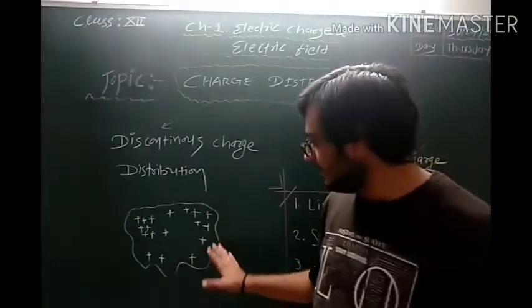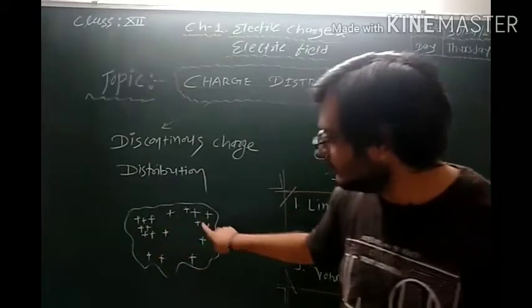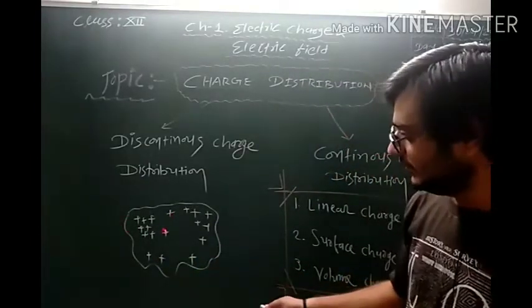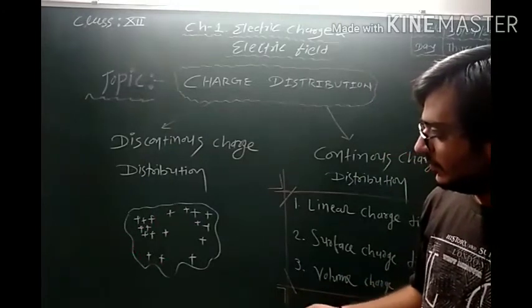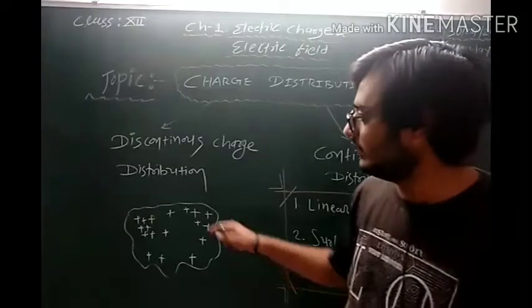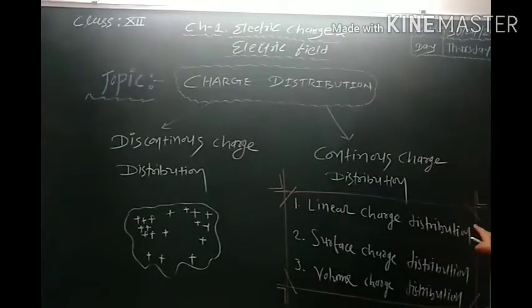In this region the charge are distributed in discontinuous form. See this discontinuous form. This type of distribution is called discontinuous charge distribution. Now we see one by one how the charge are distributed in linear, surface and volume.